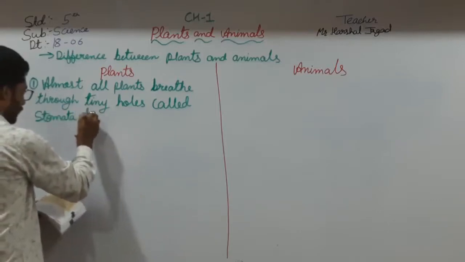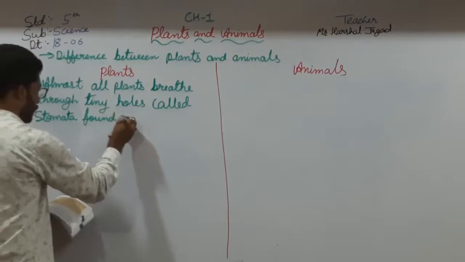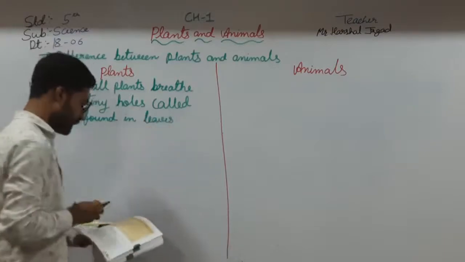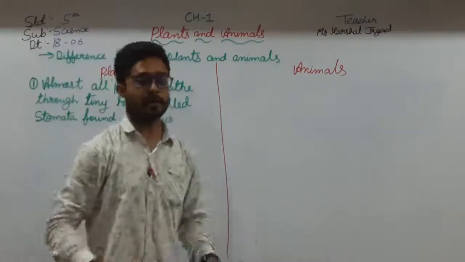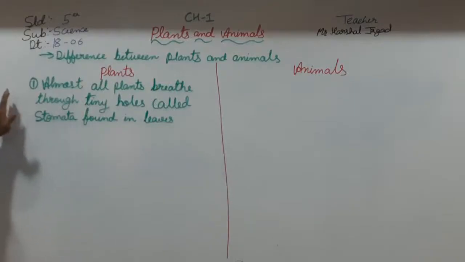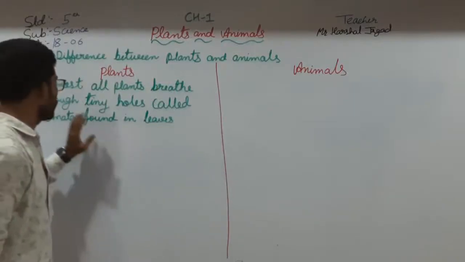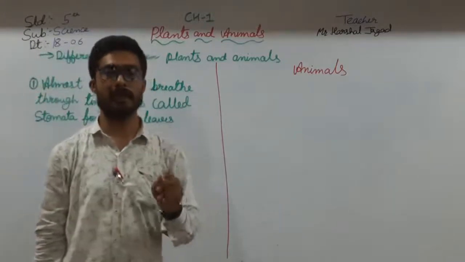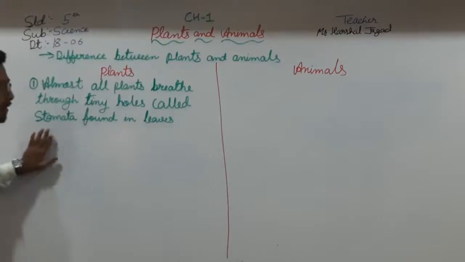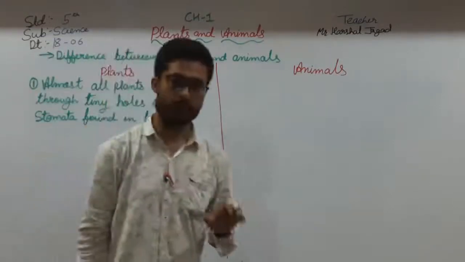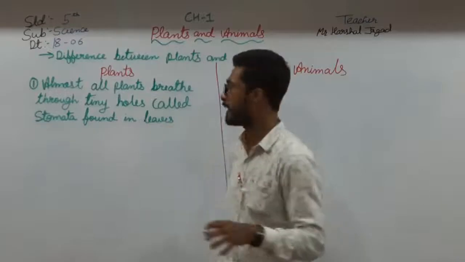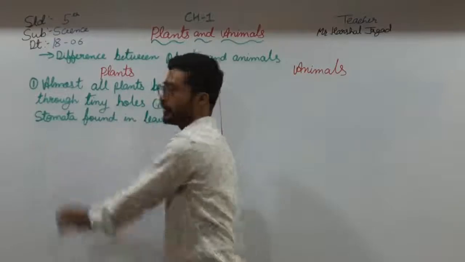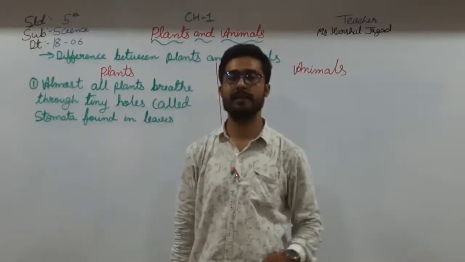Found in leaves. So in this point we can know how the plants breathe. We can say that plants breathe through the tiny holes which are there in their leaves. Okay, so the tiny holes are known as the stomata. In fill in the blanks, true or false or MCQ, it can be asked that plants breathe through tiny holes called dash. So we have to write the answer, that is stomata.